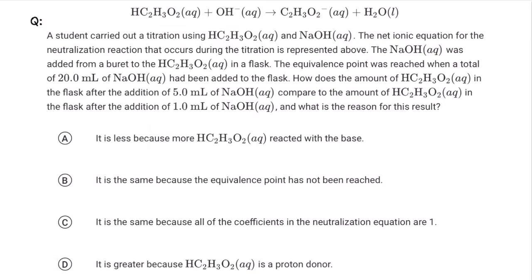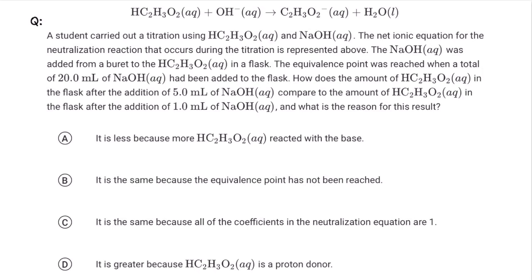A student carried out the titration using HC2H3O2 in aqueous and sodium hydroxide in aqueous. The net ionic equation for the neutralization reaction that occurs during the titration is represented above. The sodium hydroxide in aqueous was added from a burette to the HC2H3O2 aqueous in a flask. The equivalence point was reached when a total of 20 milliliters of sodium hydroxide has been added to the flask.